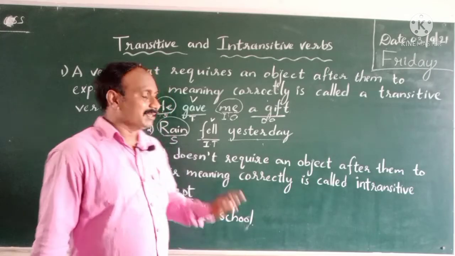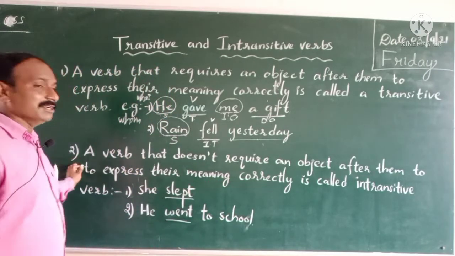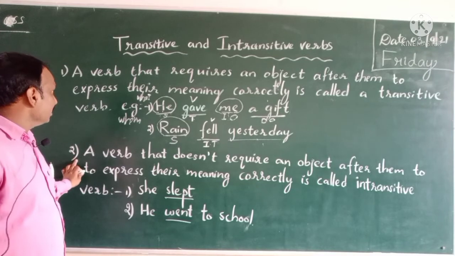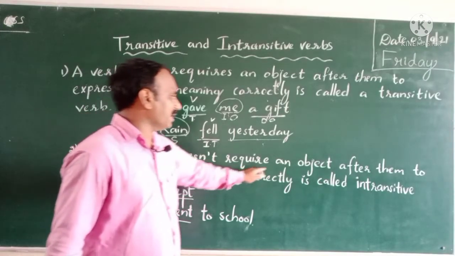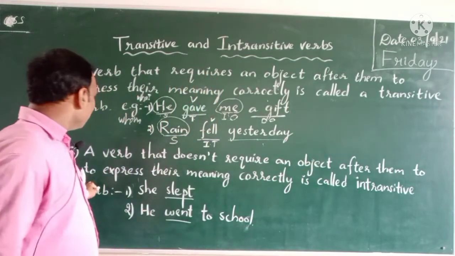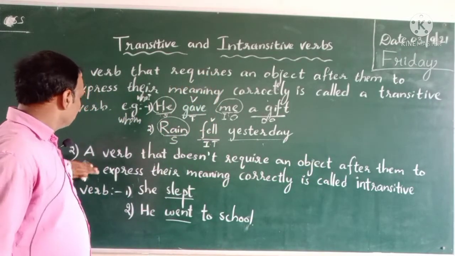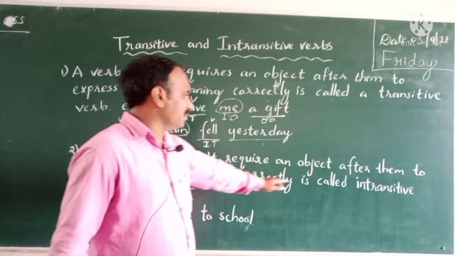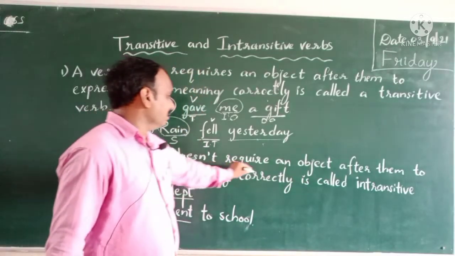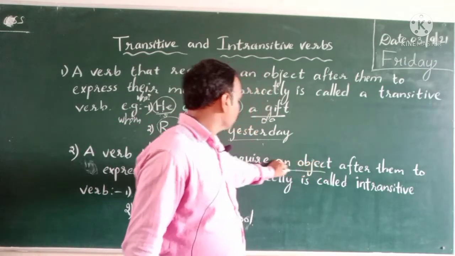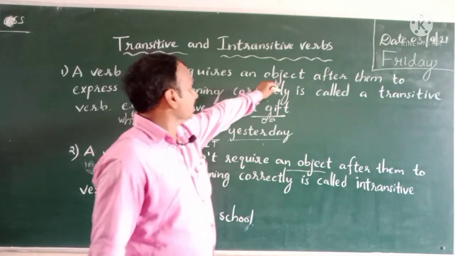Are you getting my point? Okay, now we will see the second one here, the intransitive verb definition. A verb that doesn't require an object after it to express its meaning correctly is called an intransitive verb. Here it doesn't require an object.